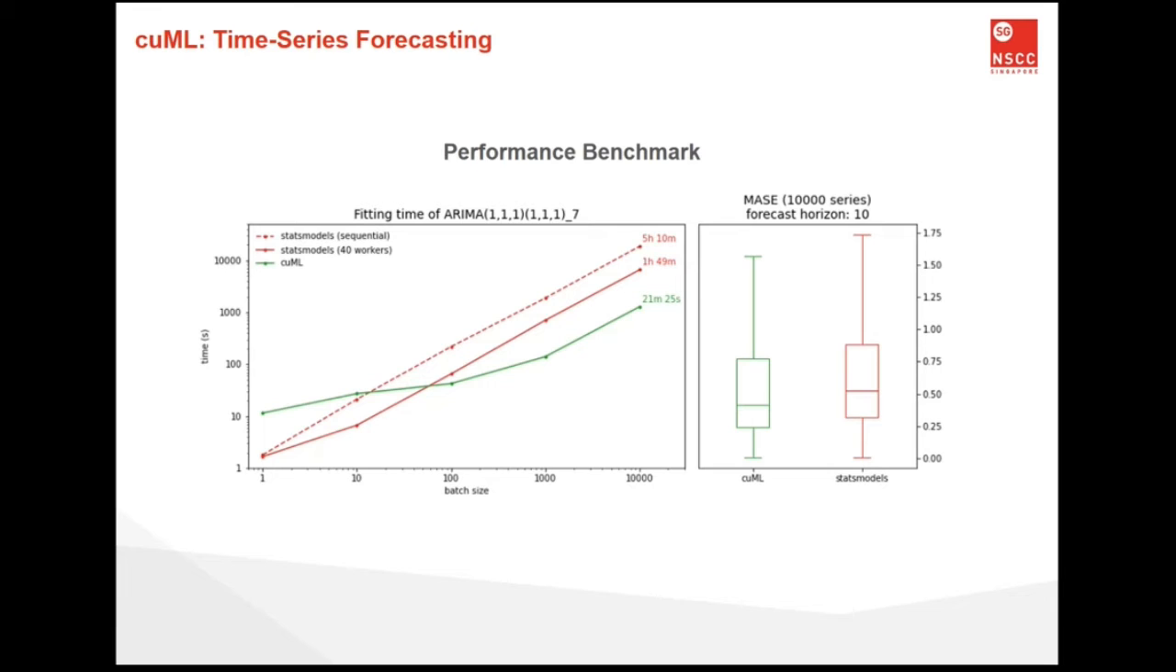Some current limitations for cuML on time series forecasting are that it lacks support for exogenous regressors and is not very robust to missing observations.